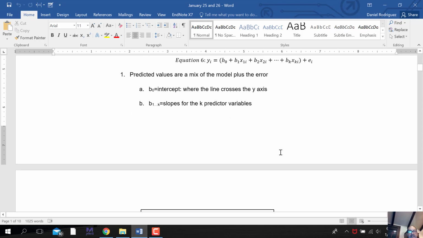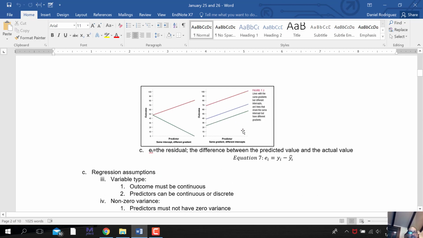All right, so let's see. I talked about all this. Just in case you can't remember or you don't know what a slope and an intercept are, these are examples of three lines with different intercepts, because they cross the y-axis at different points, but the same slope. You see the gradient is the same. This is an example of two lines with the same intercept. They cross the y-axis at the same point, but they have different slopes. One is positive and one is negative.